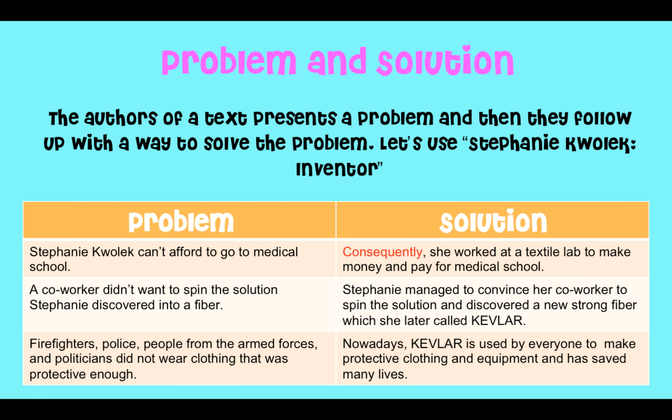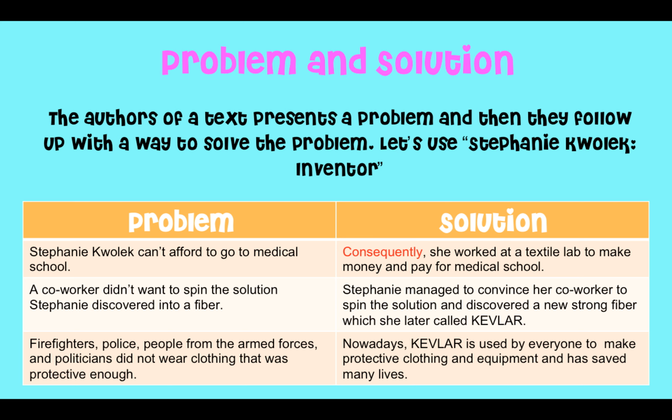He even said, no, this is nothing like what I've seen before. And this solution, it's probably going to mess up the machine. So he didn't want to do it. Her solution: she was able to somehow convince her coworker to spin the solution, and she discovered a strong new fiber, which she later called Kevlar. So that was her solution.